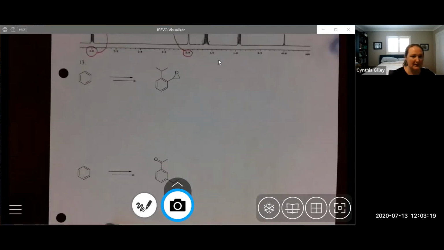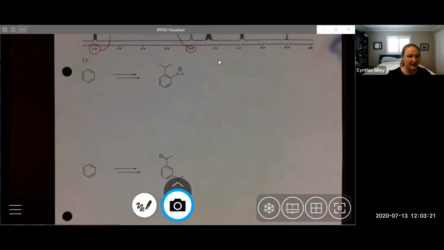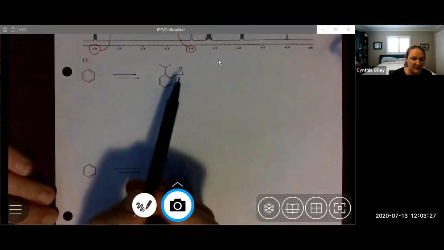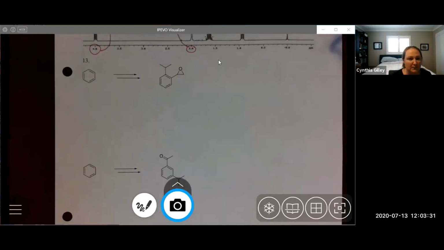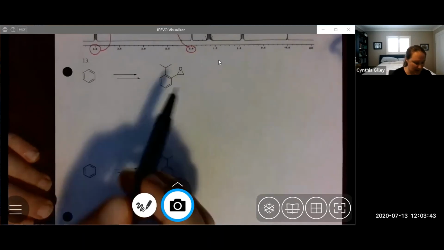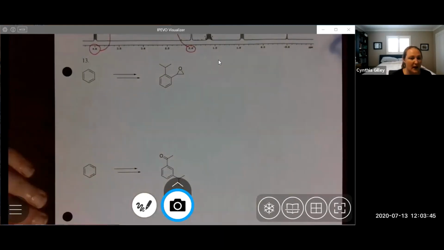So now we're doing some synthesis, and we have an introduction of 2 groups right there, ortho. So whenever you get 2 groups ortho, you should be thinking about using the sulfonyl protecting group to block the para position, so that you can get groups ortho together. It's really the only way, to block that para position with the sulfonyl group.